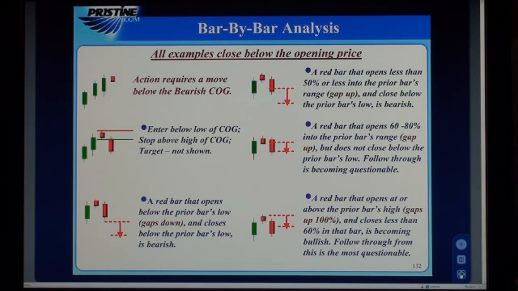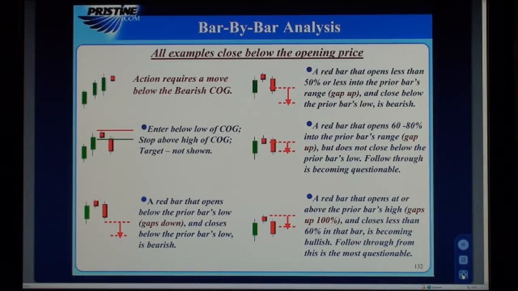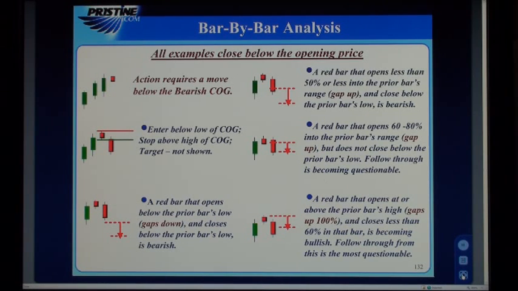On our example on the lower left, we have a red bar that opens below the prior bar's low. Again, all of these examples are closing below the opening price. Right, so in this one, we have a slight gap down. It closes below that bar's low and below the opening price. It's a bearish signal. Right? It suggests the pattern's going to go lower. We have no reason to think otherwise.